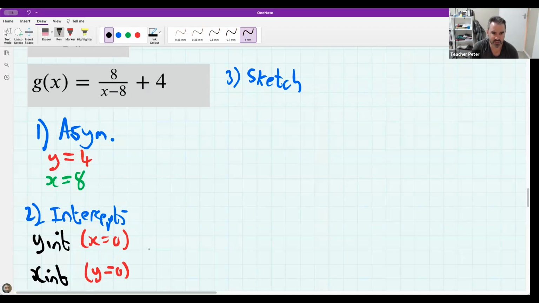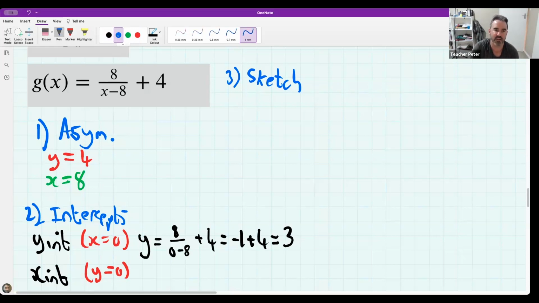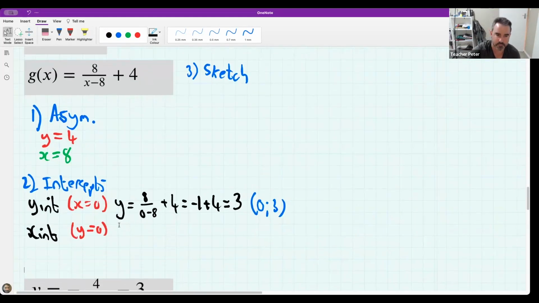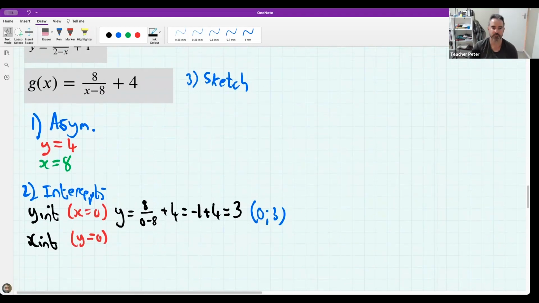So if I take 0 and I put it into this expression, I'm actually just saying 8 over minus 1 plus 4. So my y-intercept is 3, or if I was writing it in full coordinate form, it would be 0, 3. What is my x-intercept going to be?